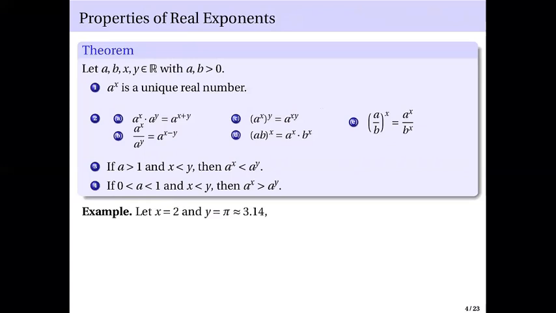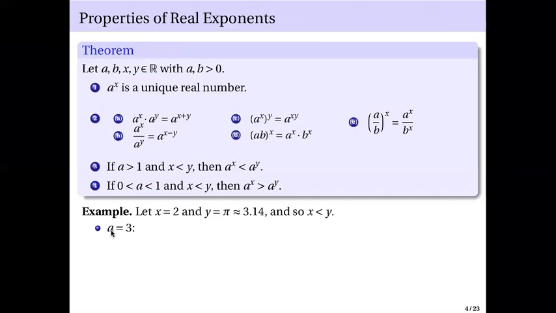Let's look at this example. We let x equals 2, and then y equals pi. So it's roughly 3.14, and 2 is less than pi. Correct? So x is less than y. So this condition is satisfied. X is less than y. Okay?